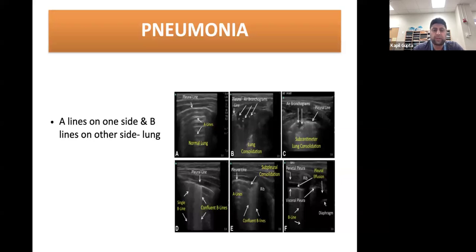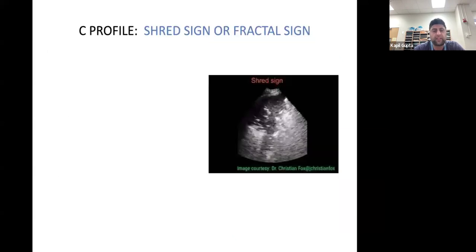So pneumonia or consolidation can be diagnosed by presence of A lines on one side of the lung and B lines on the other side, or B lines are present and lung sliding is absent. So if the B lines are present and lung sliding is absent, that can be because of consolidation in that particular area of the lung. Or C profile. Now, what is a C profile?